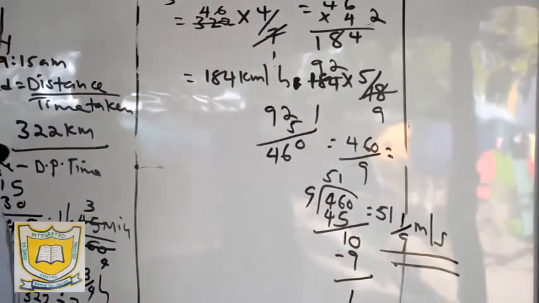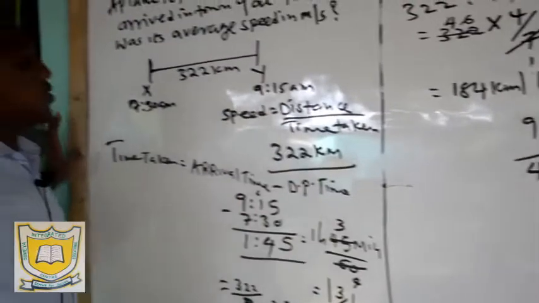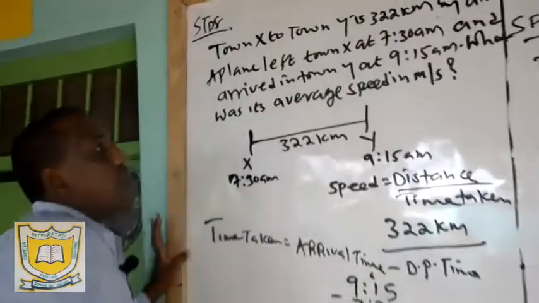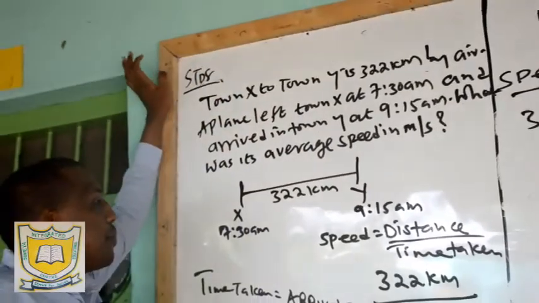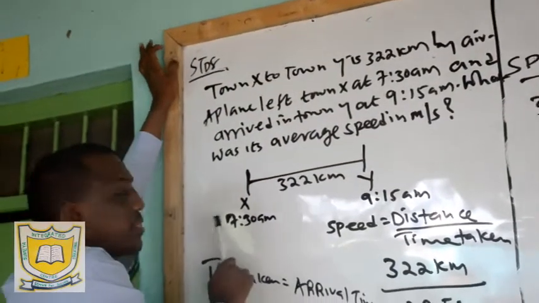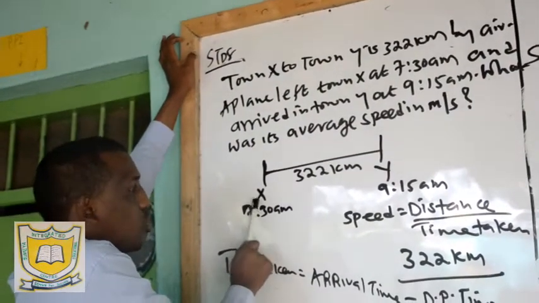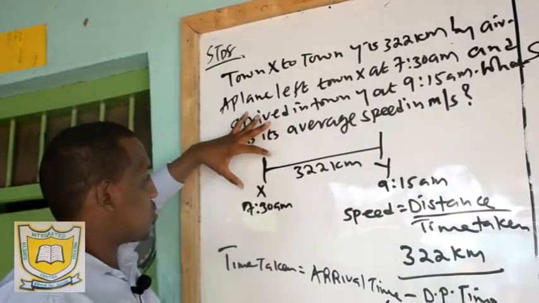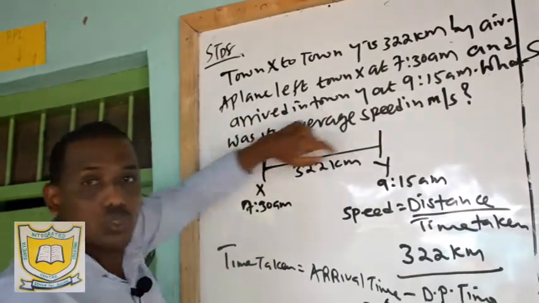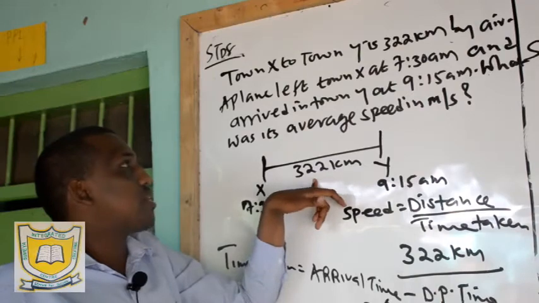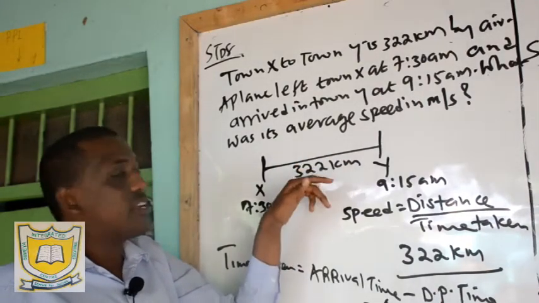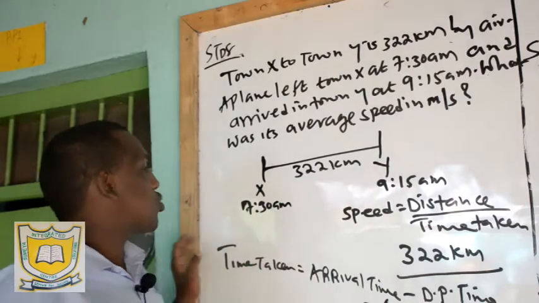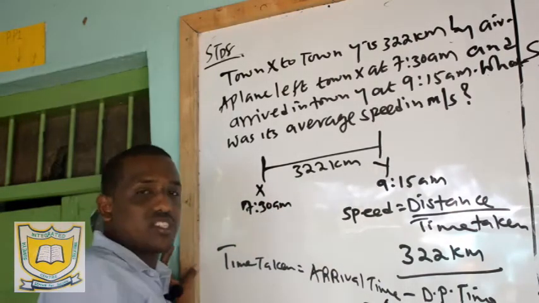I'm repeating. You are told town X to town Y is 322 kilometers by air. A plane left town X at 7:30 a.m. So I've drawn the two towns, like a bridge. Town X, town Y. The distance you cover when traveling by air is 322 kilometers. So town X to town Y, the distance is 322.